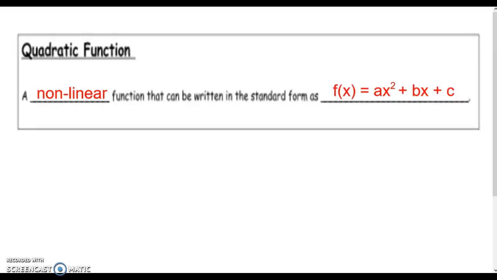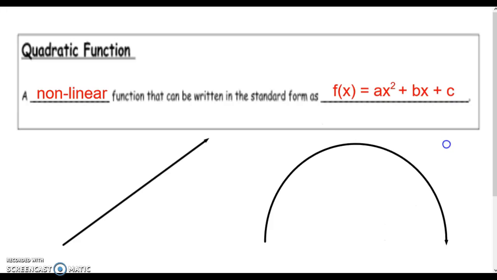Chapter 9 talks about quadratic equations. Today we're talking about nonlinear functions that can be written in standard form as f of x equals ax squared plus bx plus c. In the past, you have always talked about different lines, and in this case, the line just goes straight up and down. Today what we're talking about is a parabola, and in that case, your line is going to be curved. It is nonlinear.